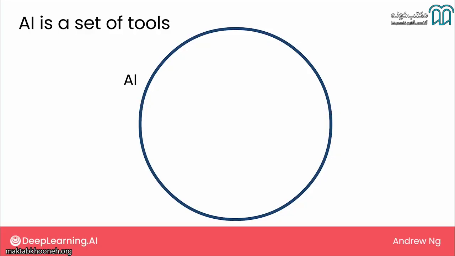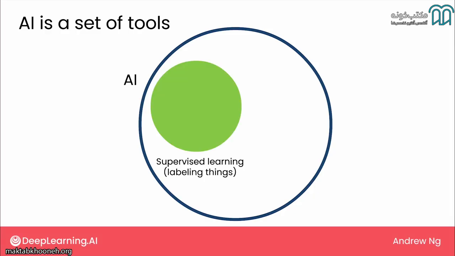Let's take a look. Let's start by looking at where generative AI fits within the AI landscape. There's a lot of buzz and excitement and also hype about AI. And I think a useful way to think of AI is as a collection or as a set of tools. One of the most important tools in AI is supervised learning, which turns out to be really good at labeling things. Don't worry if you don't know what this means. We'll talk more about it on the next slide.